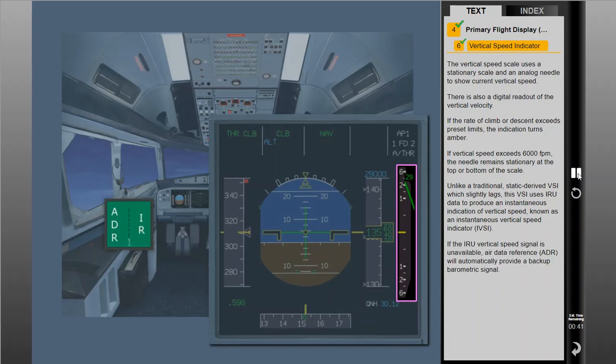If the IRU vertical speed signal is unavailable, Air Data Reference, or ADR, will automatically provide a backup barometric signal. This signal is less stable than the inertial vertical velocity and will lag the actual value during rapid changes. Whenever a backup barometric signal is used, an amber box surrounds the digital vertical speed indication.